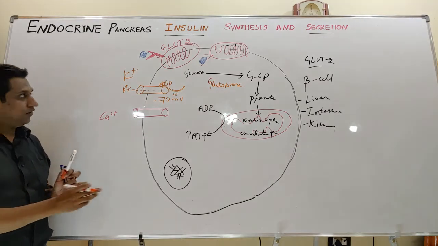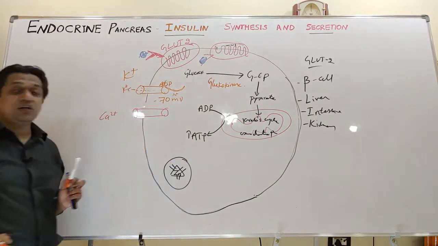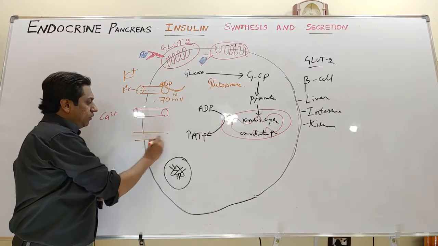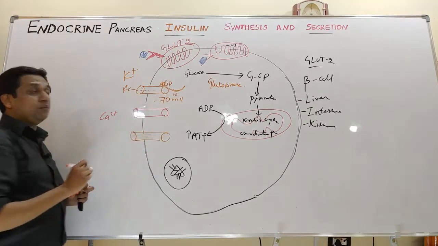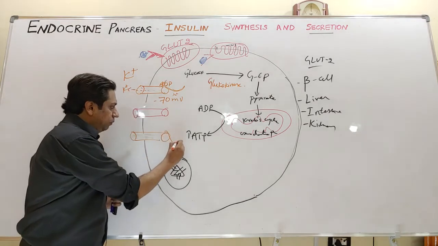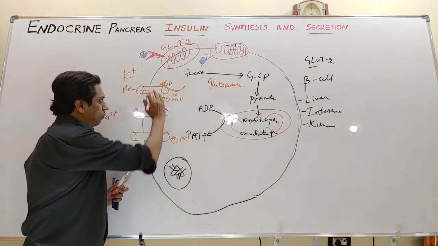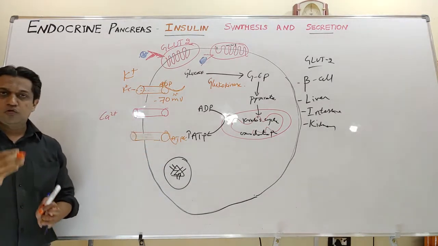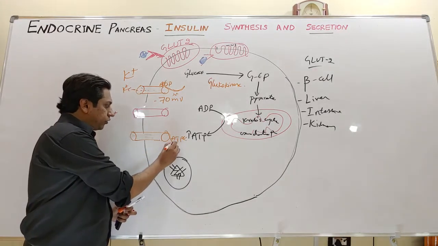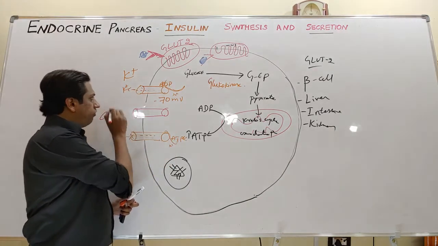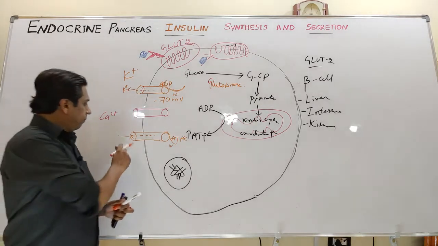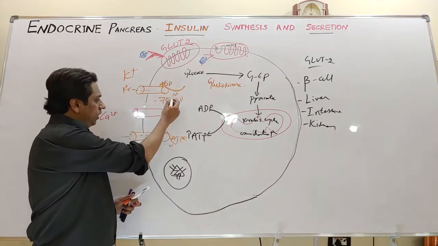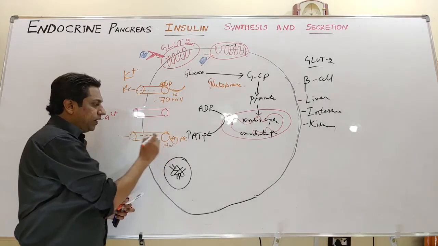Now what happens is, when the glucose enters and ultimately when this ATP is formed, these potassium channels are ATP sensitive potassium channels. So this ATP will close this potassium channel. ATP sensitive potassium channels, this ATP will close this potassium channel. So what will happen is, the potassium ions will not go away. So what happens if the potassium will not go outside the cell? More positive ions will remain inside this cell.